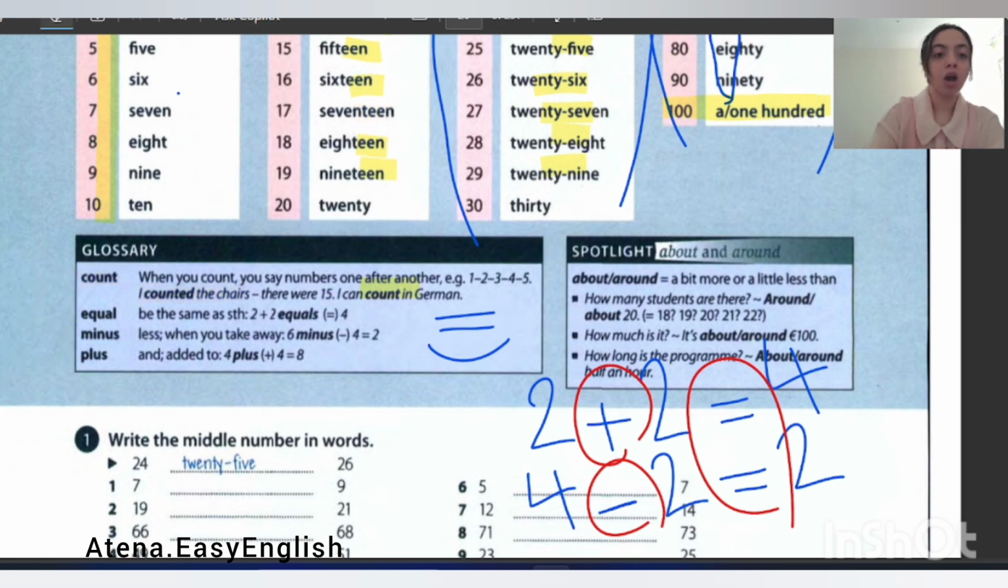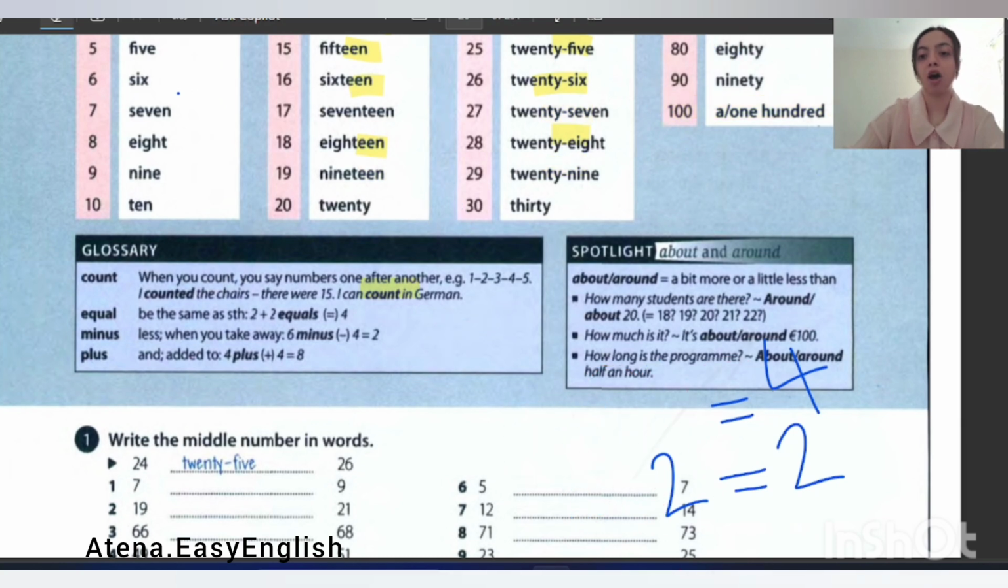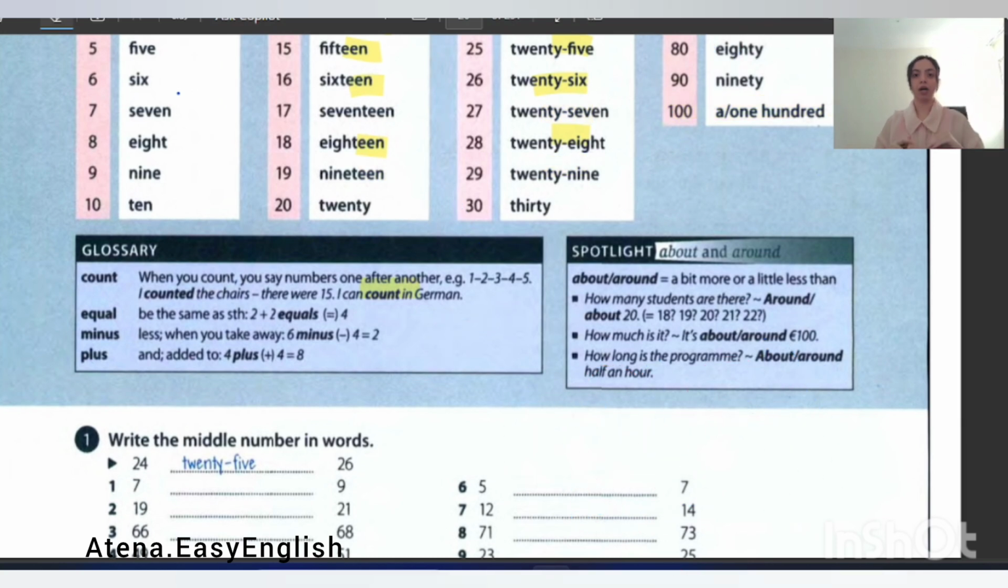So this was all about the exact numbers in English. The exact numbers are the actual words, numbers that you want to say. For example, we are 7 students in our class. You are exactly 7 students. But sometimes you are not sure about the word. You just want to say, okay, maybe we are 7, 8, or 9. I'm not sure. So look at the spotlight here.